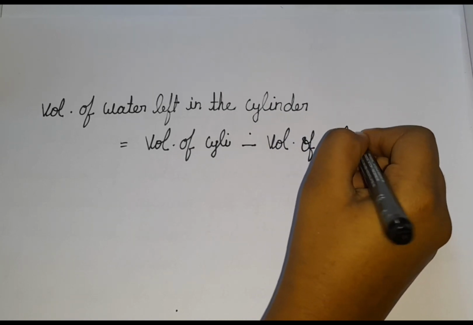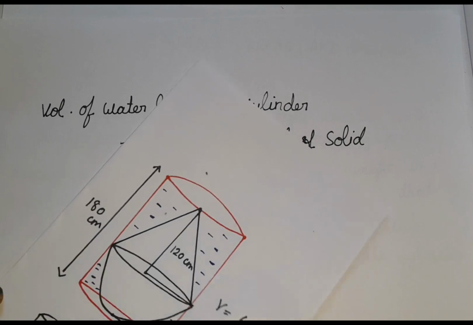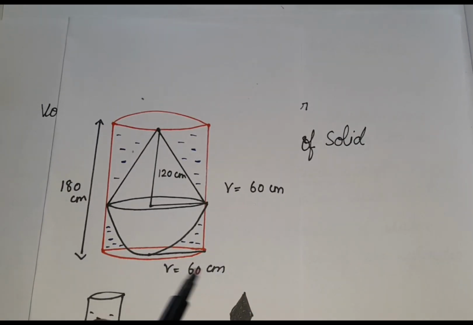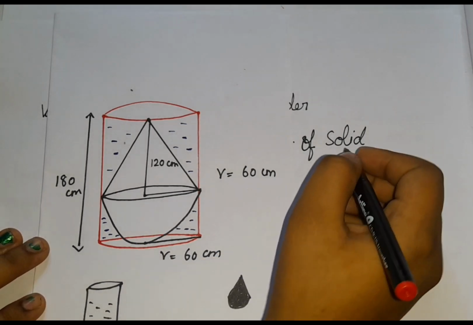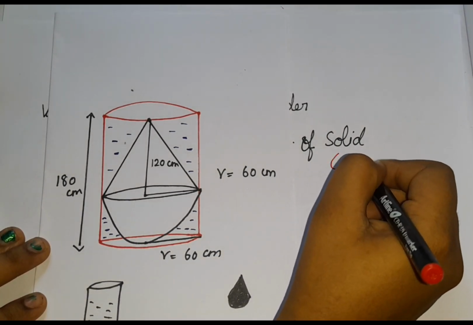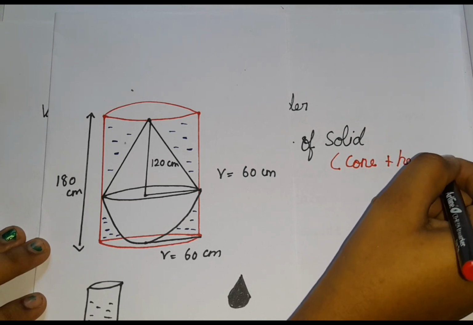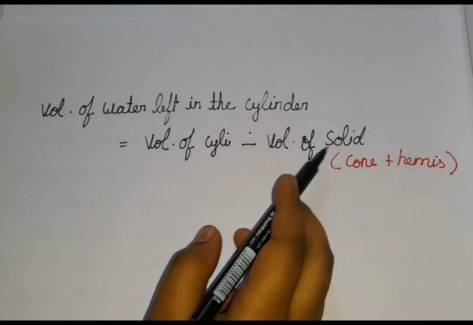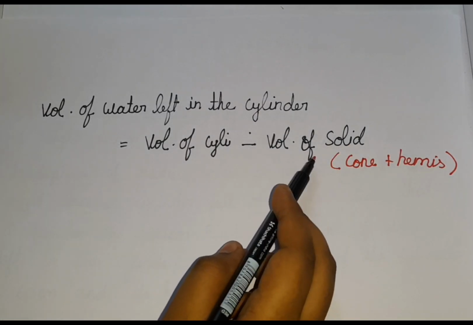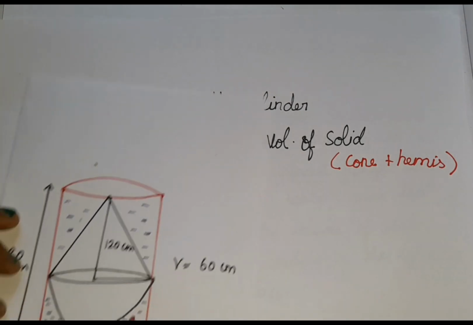solid. So what is the solid according to the question? One second. Here you can see, according to the question, they mentioned the cone and hemisphere is the solid. That's why I mentioned it. So we are supposed to write cone plus hemisphere, I'm just writing the short form. So cone plus hemisphere. Why? Because the volume of solid we are supposed to subtract, right? In that solid we have the cone as well as the hemisphere. That is what we are supposed to remove.